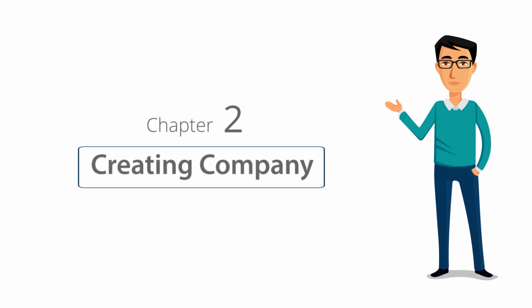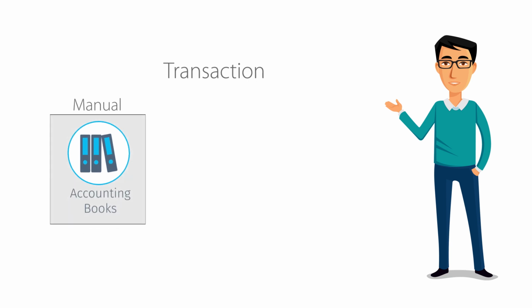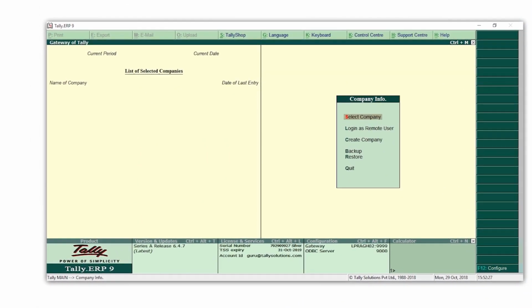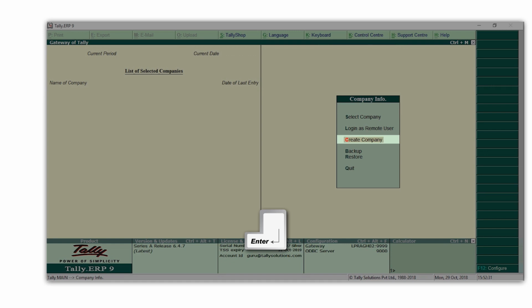In this session, you will learn how to create a company in TallyERP 9. Just like you create a book for recording your business transactions, you create a company to record the same transactions in TallyERP 9. To begin with, you need to go to Create Company and press Enter.